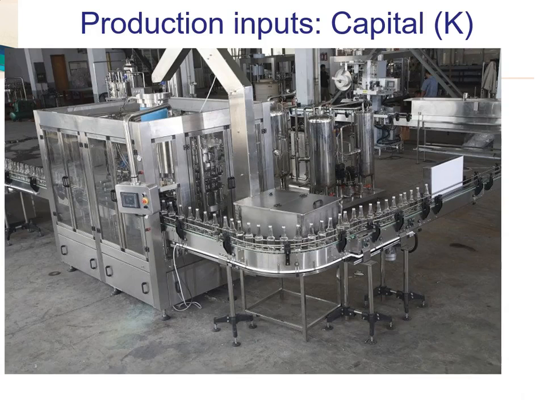So let's talk about the inputs. The first input we will discuss, used in production, is capital. These are the machines and equipment needed to produce your good. And we're looking here at a bottling machine that we'd use to produce Pepsi.